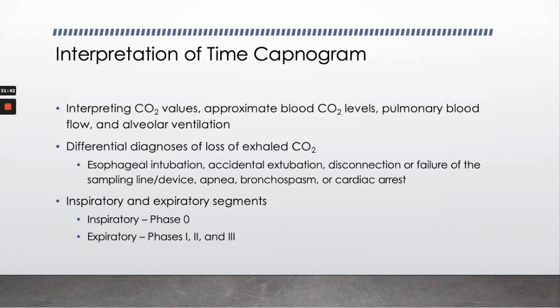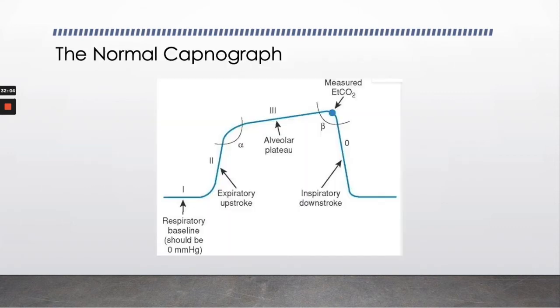But essentially for the time capnogram, there are four different phases, and there are the inspiratory and expiratory segments. The inspiratory segment is phase 0, and the expiratory segment consists of phases 1, 2, and 3. And we'll talk about those next.